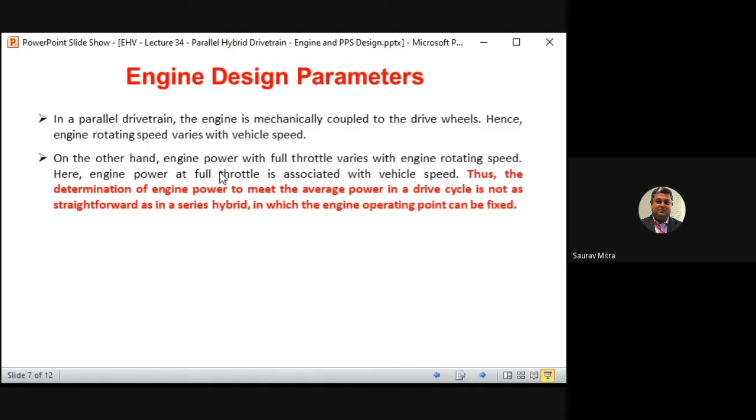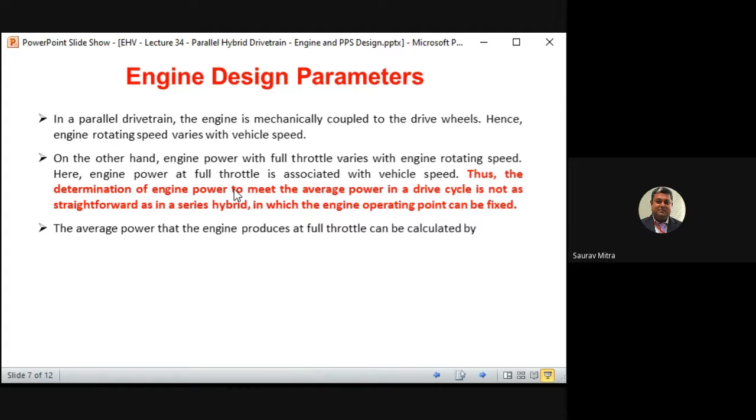So that is the first line there. Engine power with full throttle varies with engine speed. Engine power at full throttle is associated with vehicle speed. And here also they are saying vehicle speed varies with engine speed varies with vehicle speed. So whenever engine speed is maximum, vehicle speed is maximum. That is correct. But the energy and efficiency, they are two different things for the engine. So these two paragraphs you have to understand quite clearly.